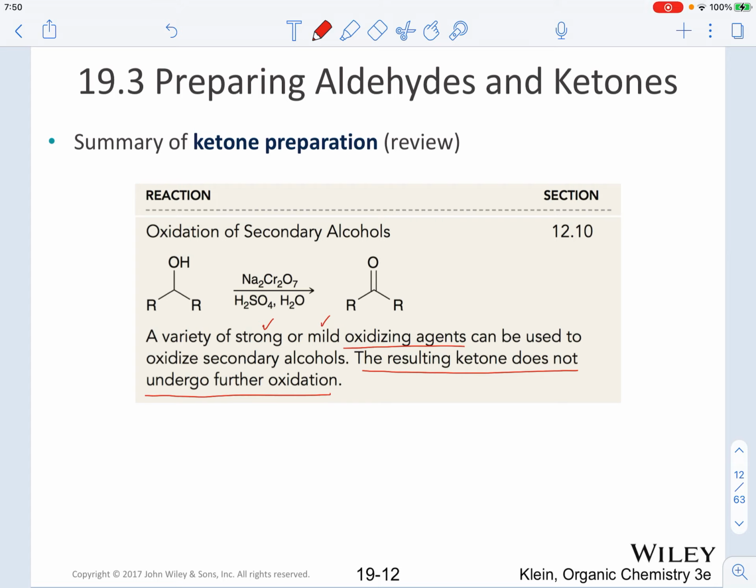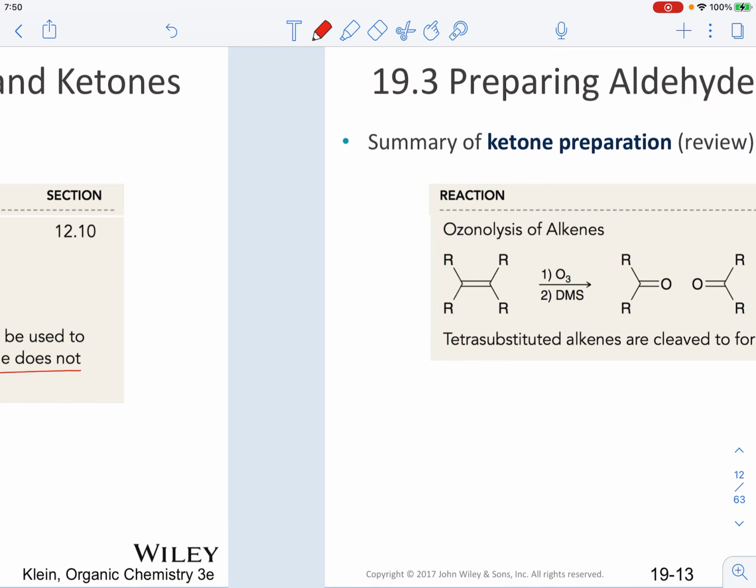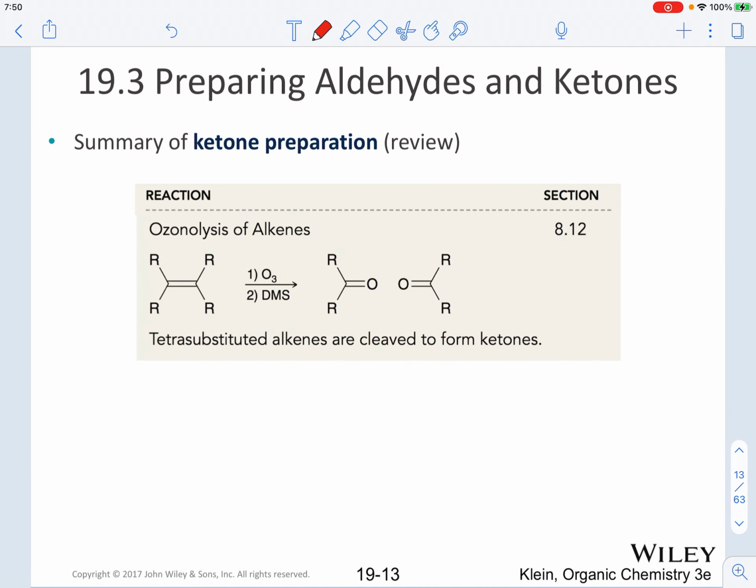So for ketones, you can utilize the reagents that make chromic acid, or you can use PCC to form the ketone. Ketones can also be prepared by ozonolysis, but remember that if a ketone is going to be prepared by ozonolysis, it needs to be a tetrasubstituted alkene that when it's cleaved, then that's going to result in a ketone. So in this case, those R groups need to be aryl or alkyl in order to result in the ketone.